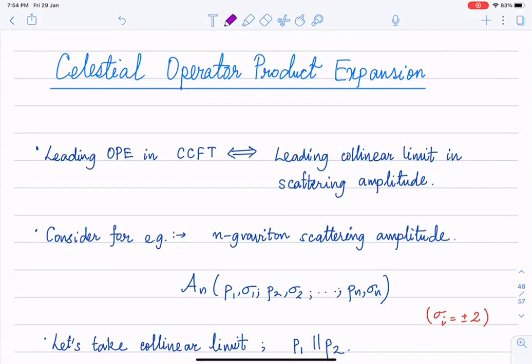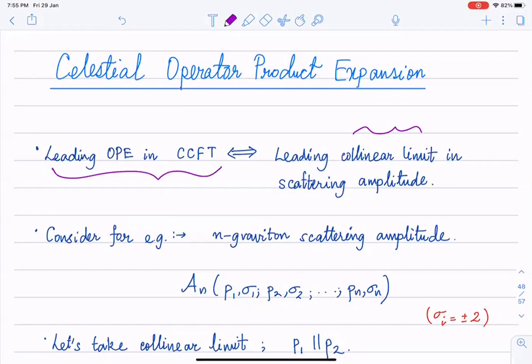In other words, what do you have to do on the scattering amplitude side that will give you something in the celestial CFT which looks like an OPE? It turns out that the leading term in the operator product expansion in the celestial CFT is related to what are known as collinear singularities in scattering amplitudes. The collinear limit of a scattering amplitude is a limit where, let's say, two external momenta become parallel to each other.